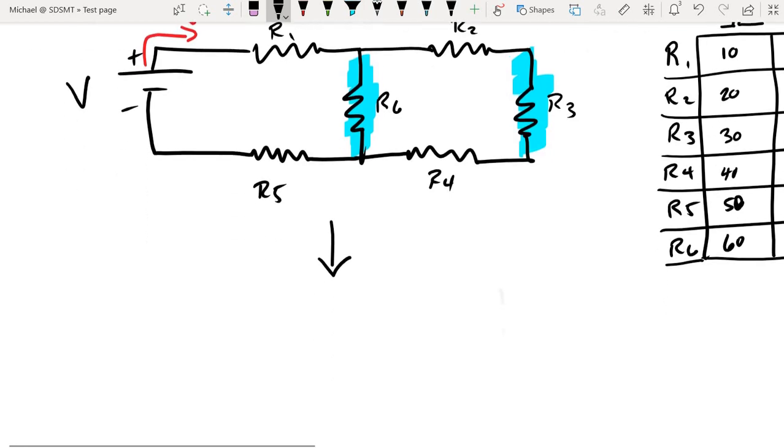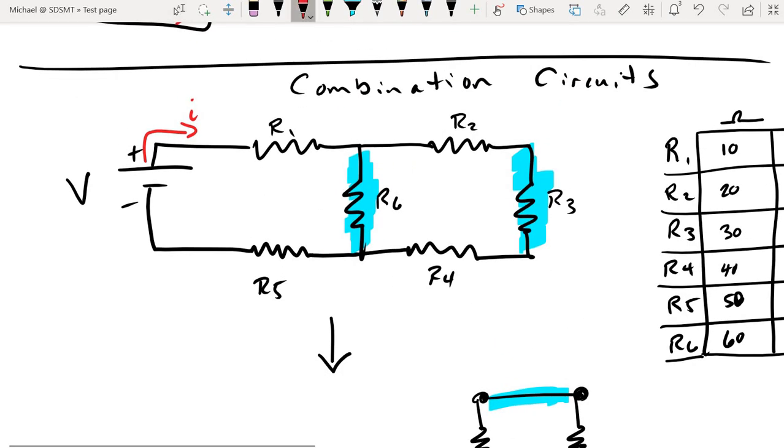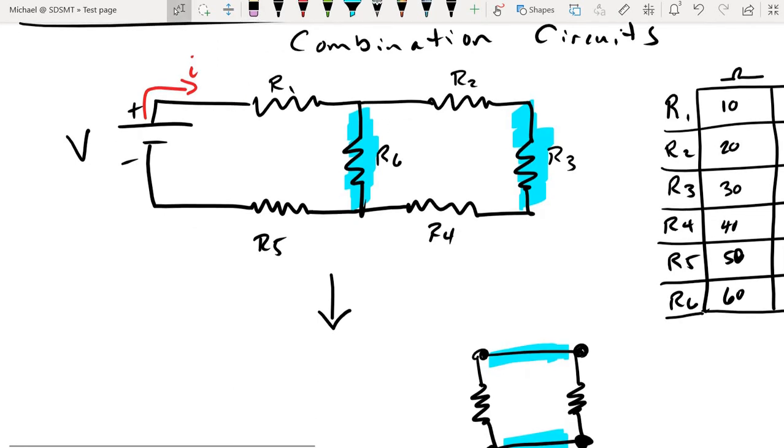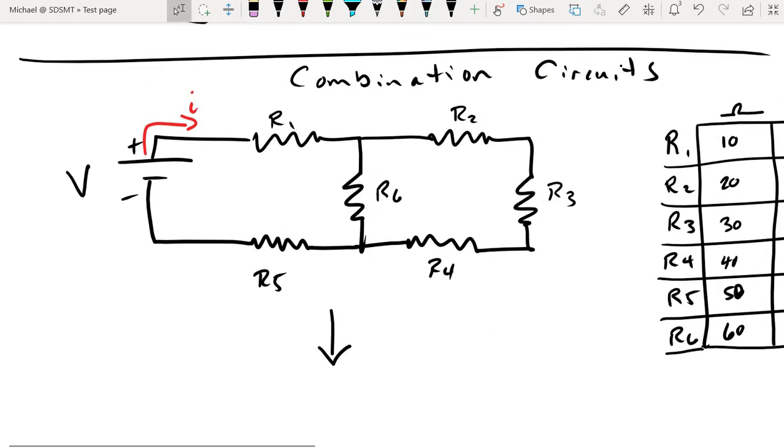If you remember, parallel resistors have to have their heads and their tails connected together, and we can't have anything else in between. Well, there is stuff in between. So I can't assume that resistor 3 and resistor 6 are in parallel, because they're not. Get rid of this stuff. I'm really starting to like OneNote.